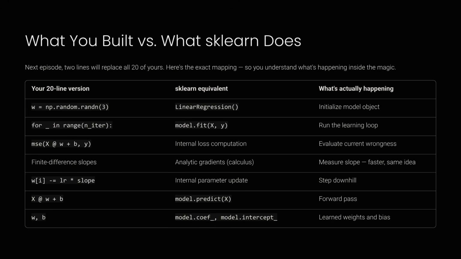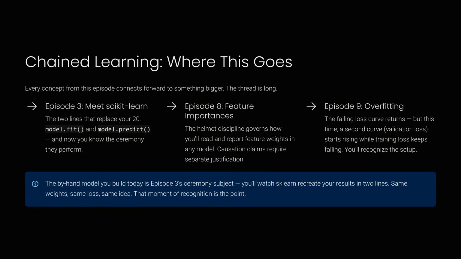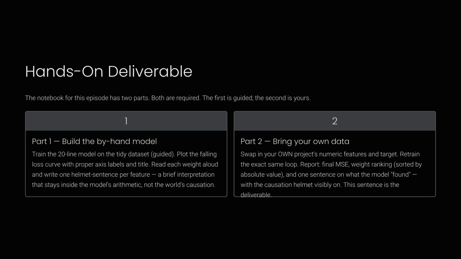This table shows exactly how your 20-line code maps to the automated methods in scikit-learn. Understanding this mapping is key to knowing what happens when you call functions like fit or predict. Everything we did today serves as the foundation for the next episodes. By building this by hand, you are now prepared to fully grasp the power and the limitations of the tools we will use next.